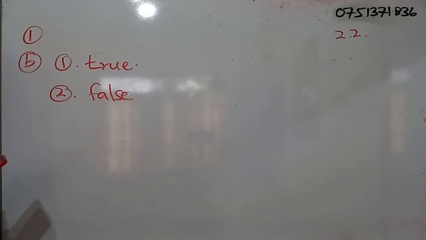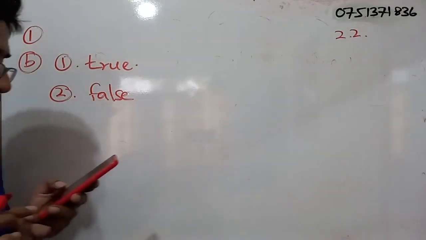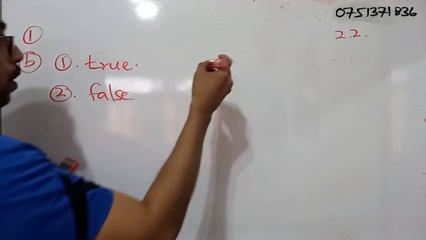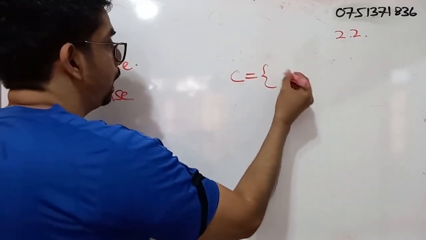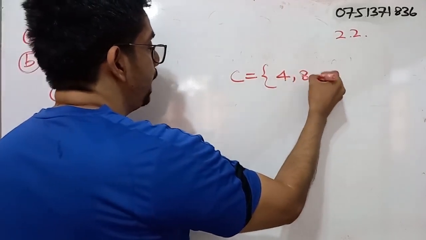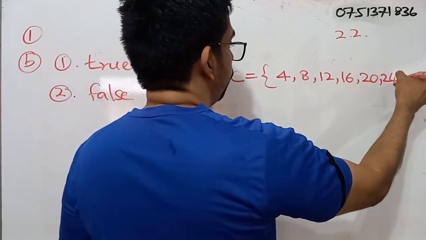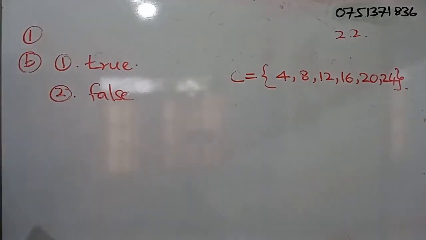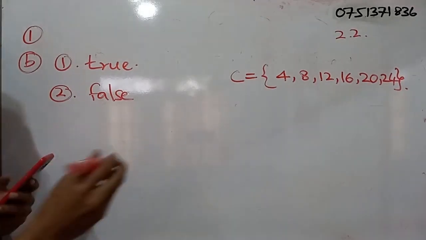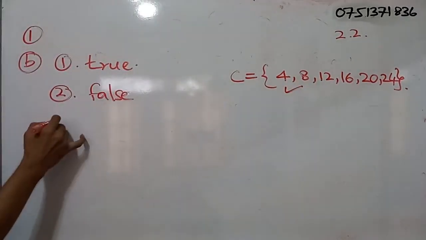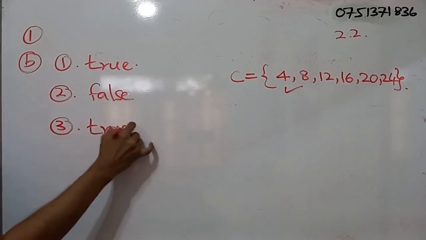Right? All the elements of C are even numbers. If you check it, you know the statement is true. Okay, let's look at what C is. What is C? Multiples of 4 between 0 and 25. So if we take C, what are the elements? 4, 8, 12, 16, 20 and 24. Now what does the statement say? All the elements of C are even numbers. So that is true. Right? So part 3, that is true.